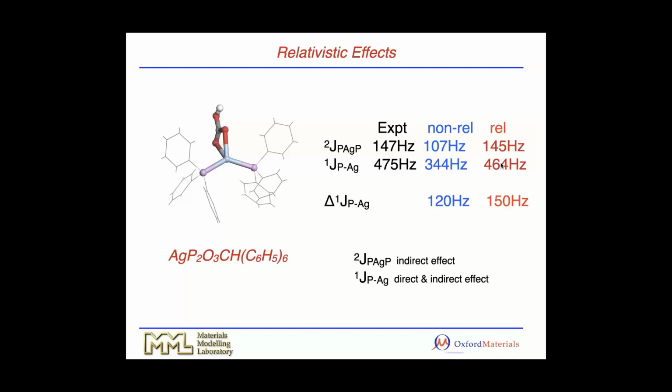Okay, so the really nice thing about a pseudopotential code is there is no cost in including these scalar relativistic effects, because of the use of pseudopotentials.